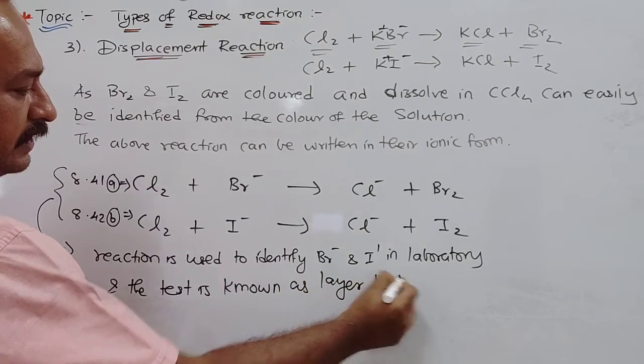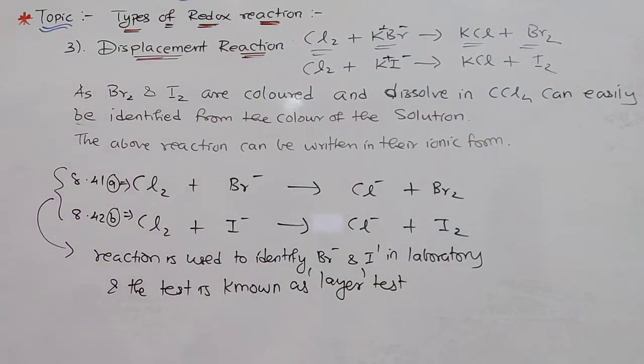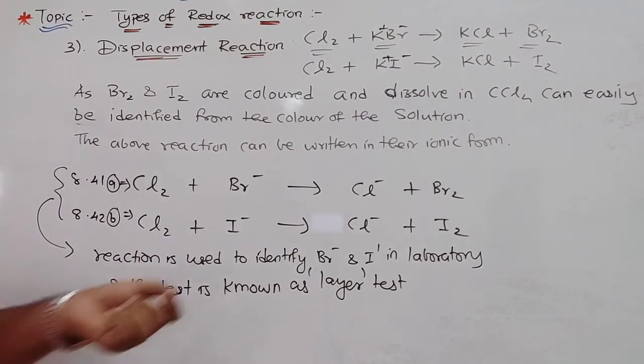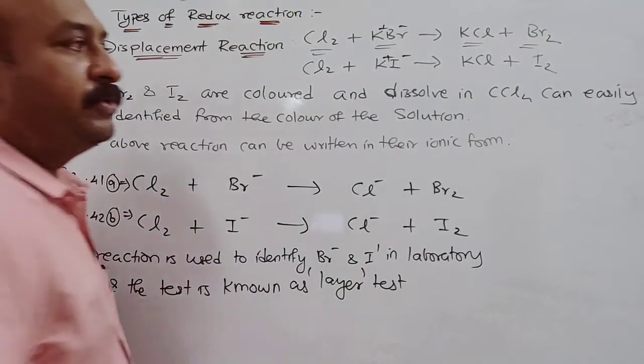Which test? It is called the layer test. So this can be used to identify iodide or bromide ions, and popularly it is known as the layer test. It may not be out of place to mention here that bromine likewise can displace iodide ion in the solution.